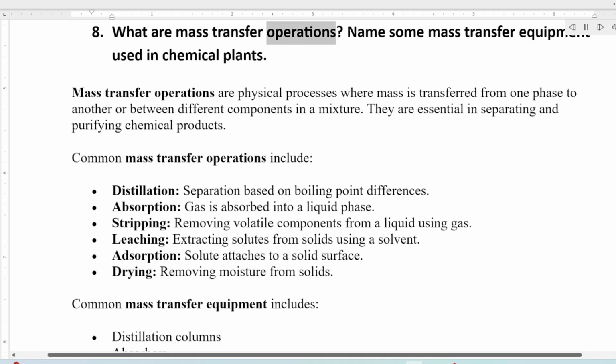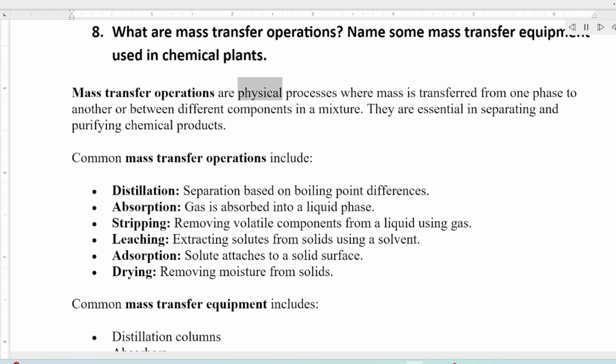What are mass transfer operations? Name some mass transfer equipment used in chemical plants. Mass transfer operations are physical processes where mass is transferred from one phase to another or between different components in a mixture. They are essential in separating and purifying chemical products.